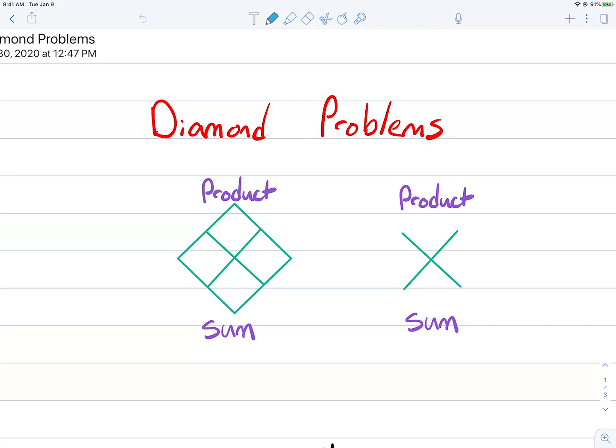Some of you have already seen diamond problems, that's totally fine. I just thought it would be something nice to practice and deal with some number sense, and kind of take a little bit of a breather in some of our assignments.